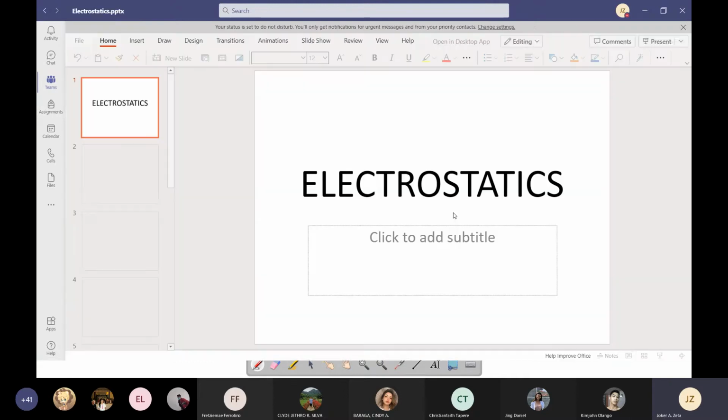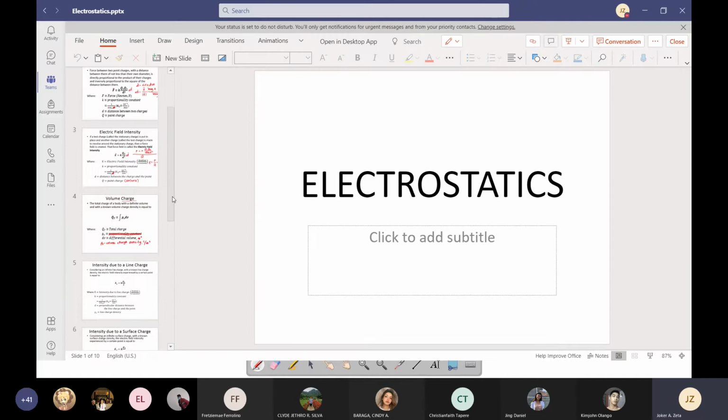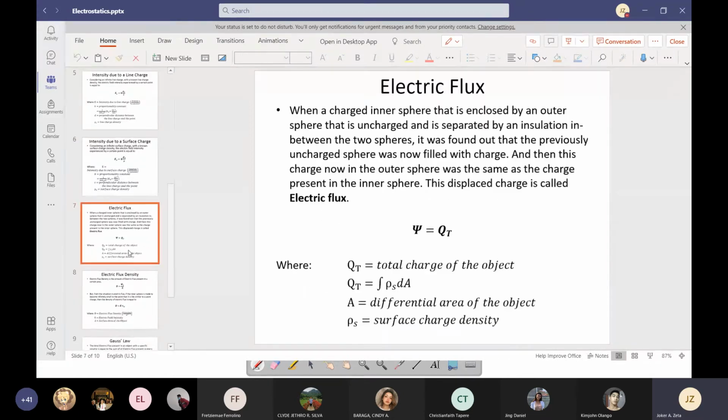Now, let me continue. Okay, so that is electric flux. Solving for electric flux is basically easy, because it's still an integral. We already have the formula for area, and the surface charge density is always given. Okay, for the differential area, we just need to determine which part of the surface it is.